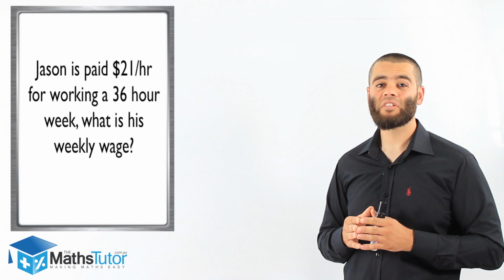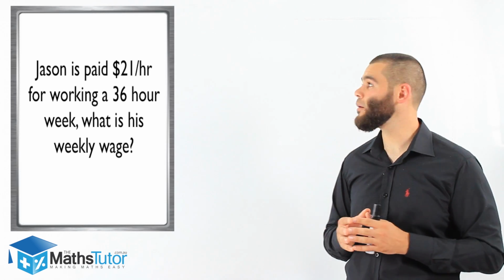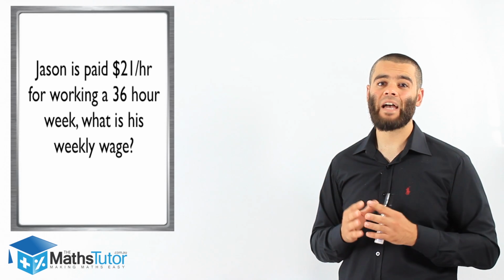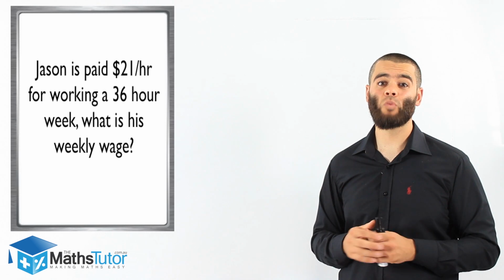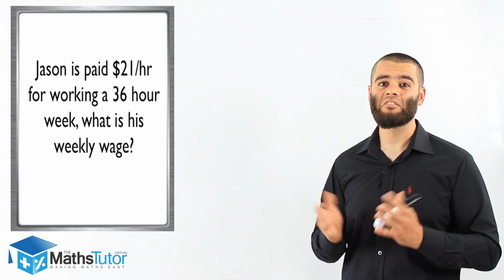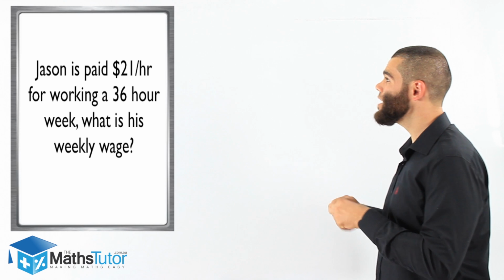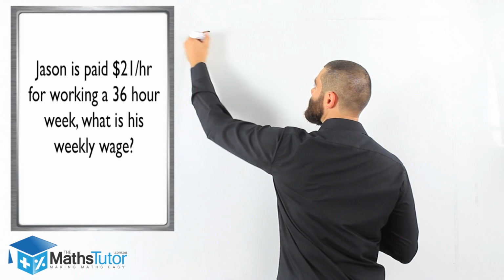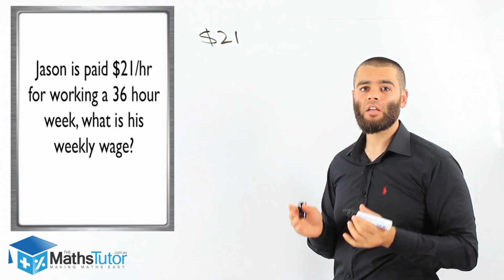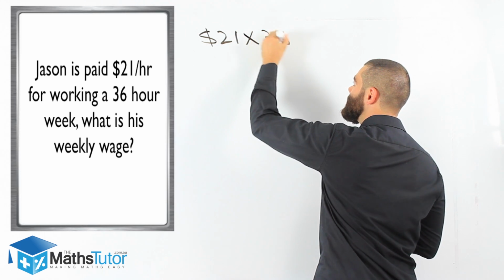The first example says Jason is paid $21 an hour for working a 36-hour week. What is his weekly wage? So he is working 36 hours every week and he's getting paid $21 for every hour out of those 36. So easily, let's see how to work out the total pay he gets on a weekly basis. $21 is per hour. How many hours is he working? He's working 36 hours. Make sure you have your calculator handy.